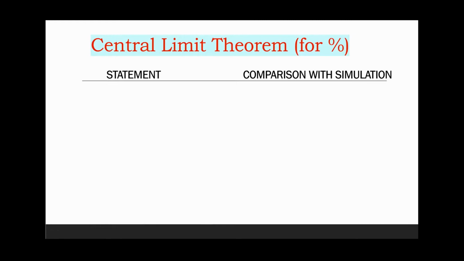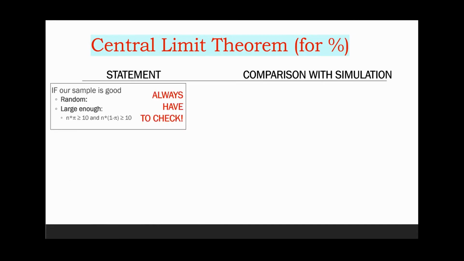This comes from the central limit theorem. The central limit theorem says if our sample is good, random, and large enough, and we always have to check these conditions, then this, the percentage in the population times the sample size, has to be at least 10. And the same is true for 1 minus the population percentage times N. This also has to be at least 10. Always have to check those conditions.